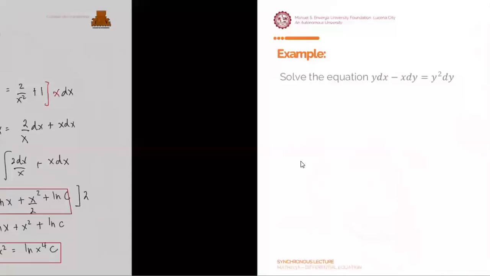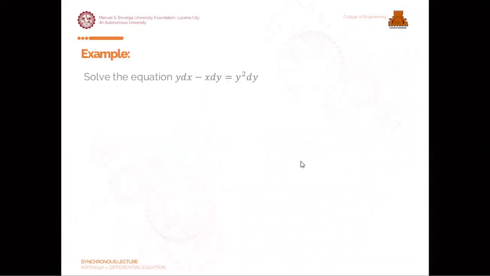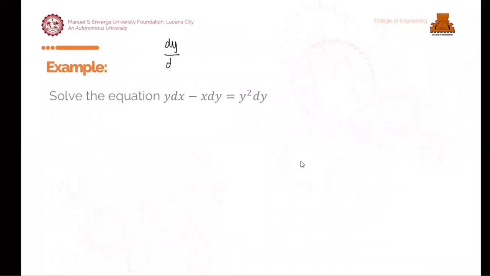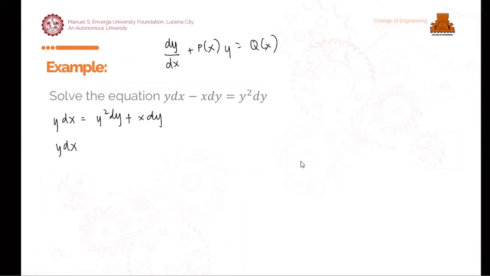Okay? Next, we have y dx minus x dy is equals to y squared dy. Okay? So, kailangan gawin natin linear form. Excuse me. So, we have dy over dx plus p of x y is equals to q of x. Okay? Pag nire-arrange natin to, we have y dx is equals to y squared dy plus x dy. So, we have y dx is equals to x plus y squared. Then, ito ay dy.